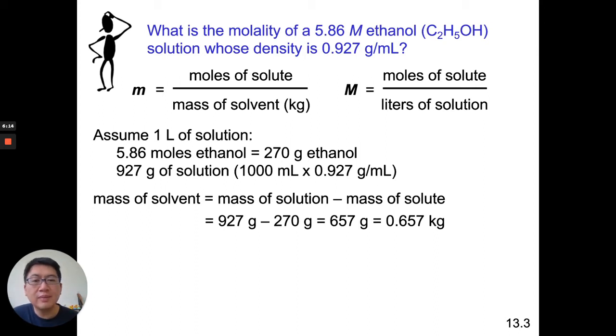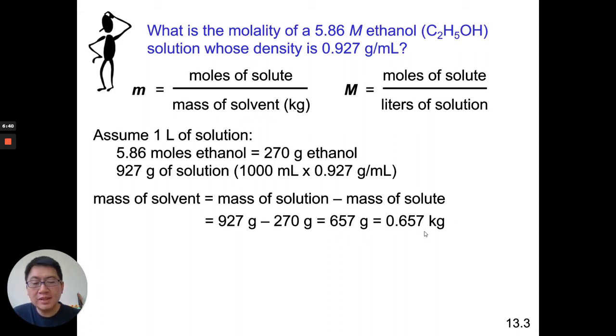But if I knew the solution weighed 5 grams, but 2 of them was sugar, then it would be 5 minus 2, which would be 3 grams of water. It's the same thing here. So if the entire thing weighs 927, but 270 of them is the alcohol, what's the rest? 657. That'll be the weight of just the water. So my mass of my solvent is 0.657.